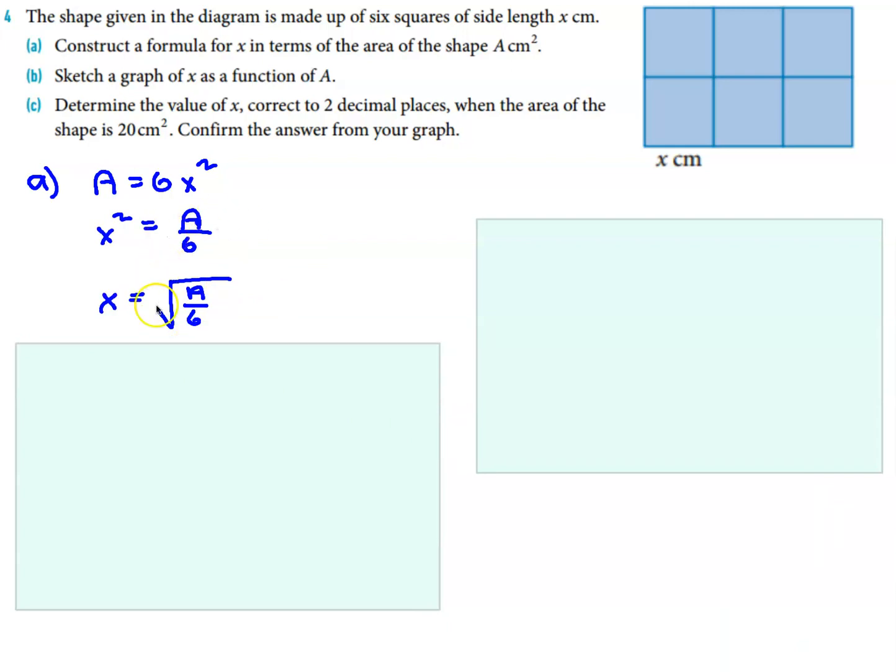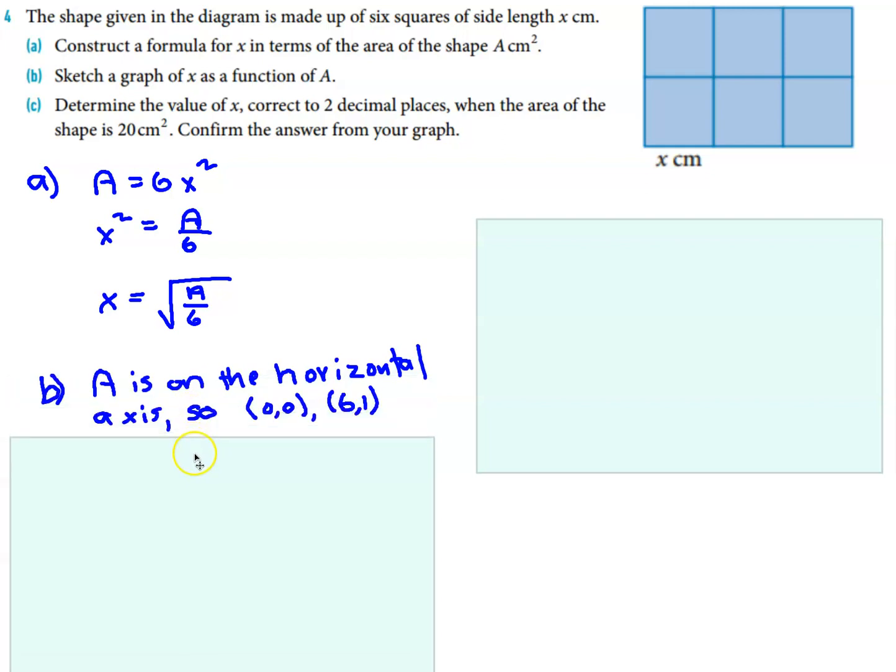Notice that we don't have a negative answer there, and that's because you can't have negative lengths and you can't have negative areas. So mathematically speaking, it should be plus or minus square root of a on 6, but practically speaking, it has to be the positive value. Okay, moving on from that.